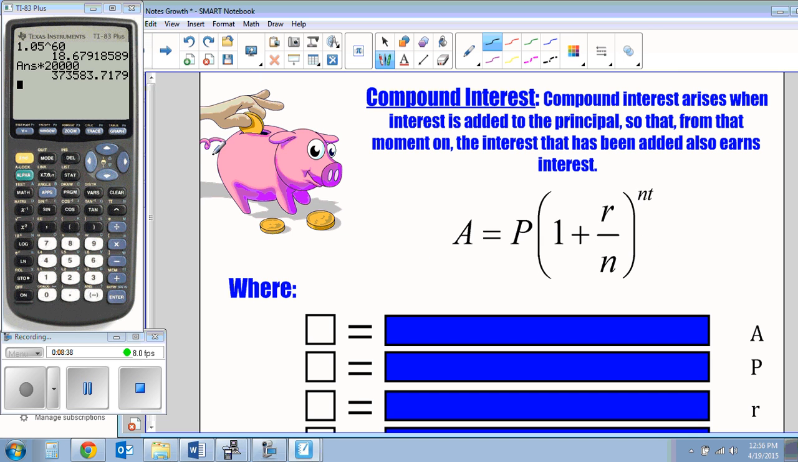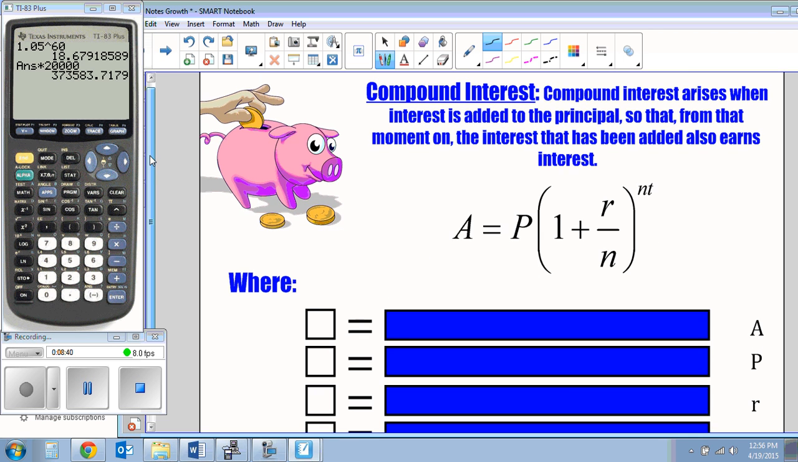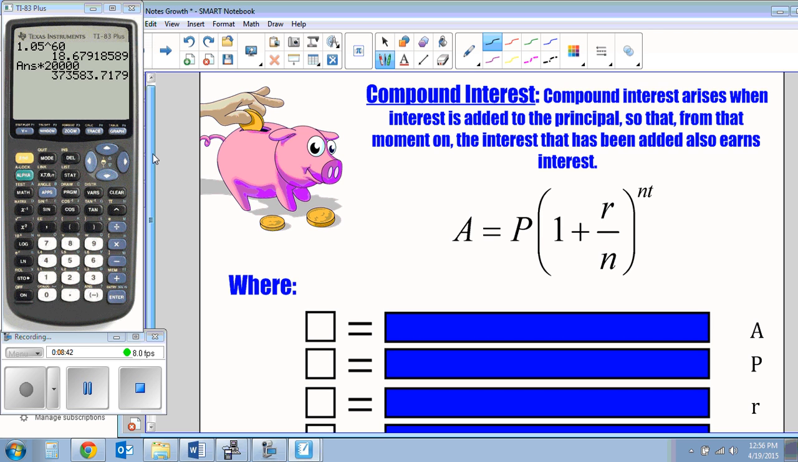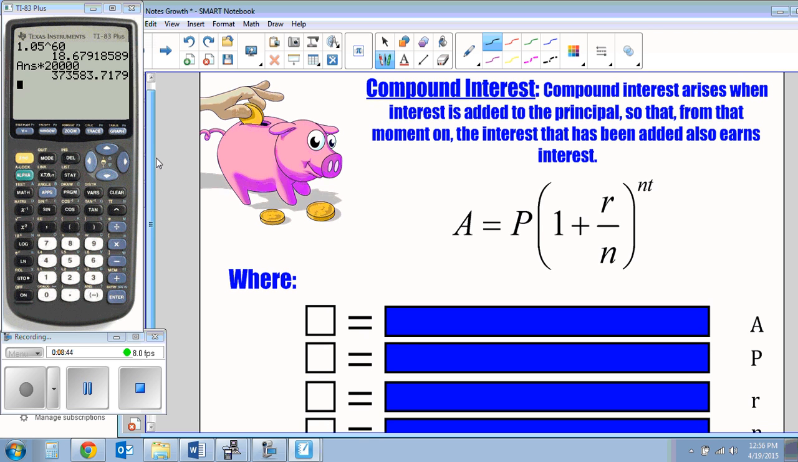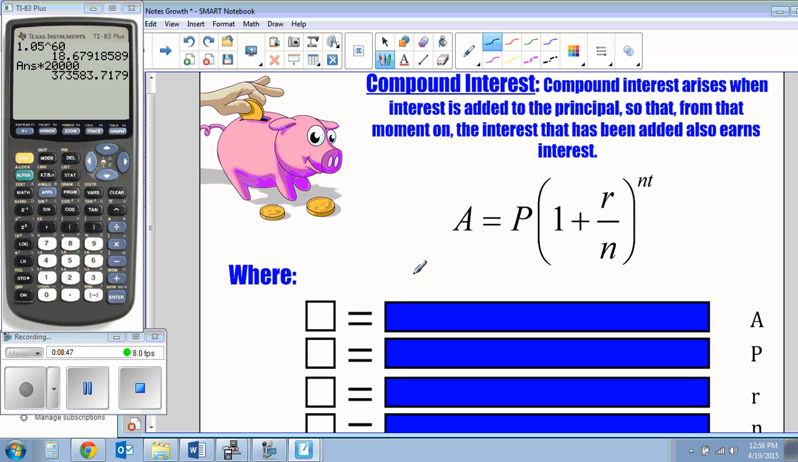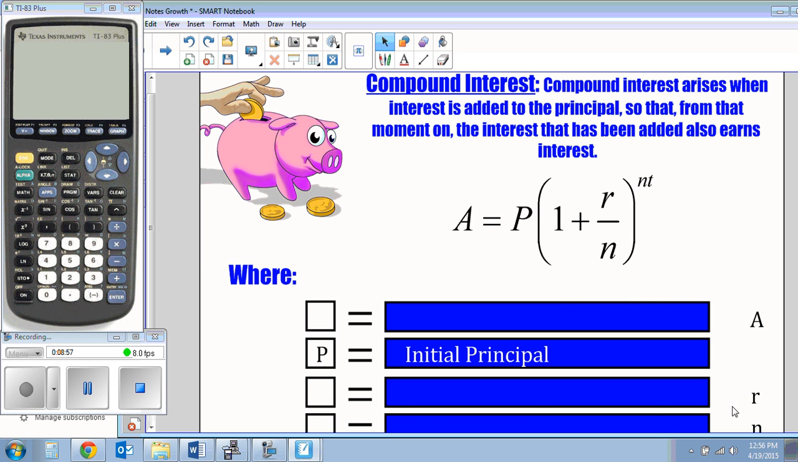Alright, the next thing we're going to talk about is compound interest. Compound interest arises when interest is added to the principal, and a principal is just like our initial amount, which is P. Initial principal just means our starting amount, so that from that moment on, the interest will be added to the years to come. So R is still rate, A is still our final amount, so it's going to be the amount of money that's left.